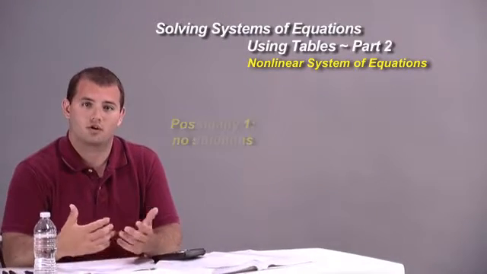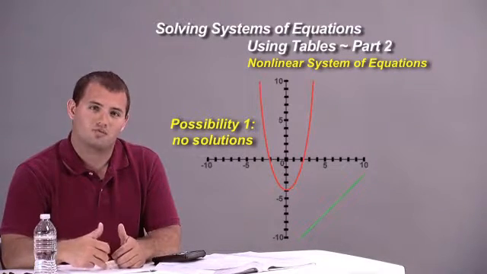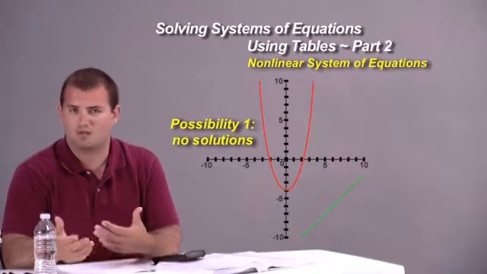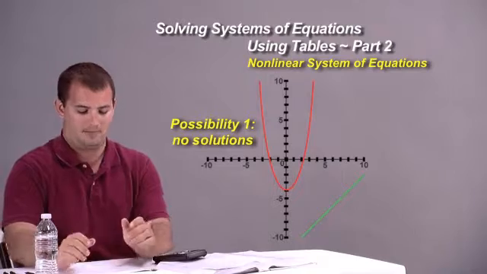The first one is there are no solutions, and here's a graph for you. This occurs when the line does not intersect the quadratic function. It doesn't touch it. It may come close, but there's no touching.